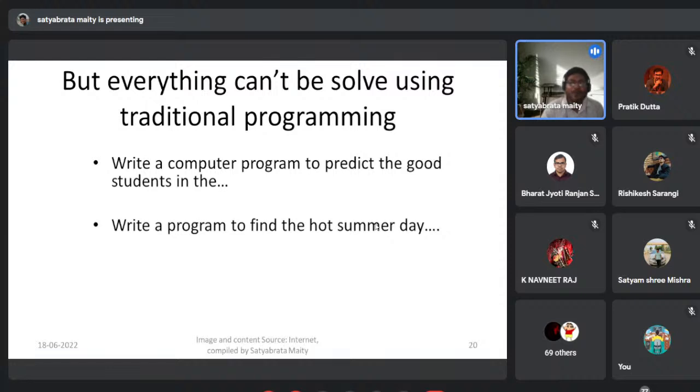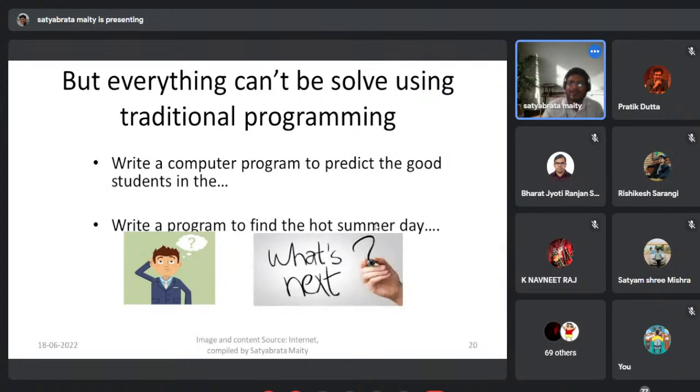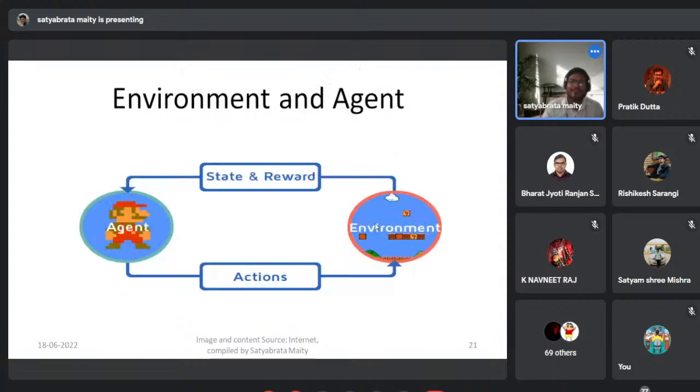Then how can we solve such problems? If the problems are like this, how can we solve them? These are giving us difficulties. What's next now comes.